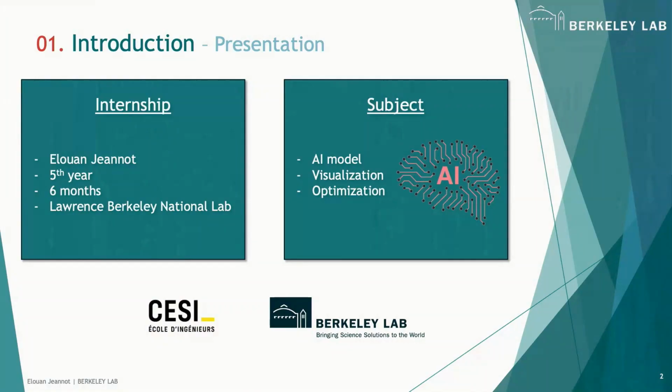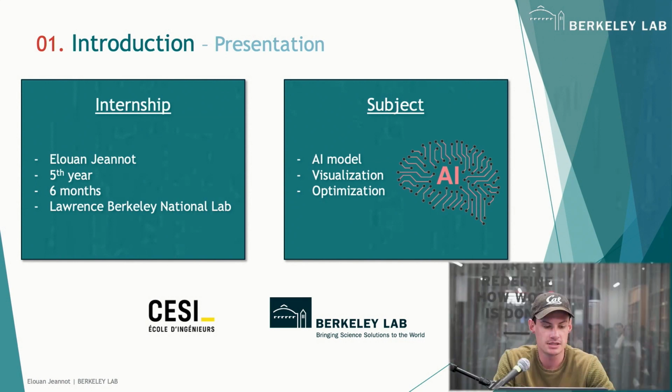I'm in a computer science engineering school in France, and I'm doing an internship in the research lab of Berkeley. So this is my end of study internship. The engineering school is the equivalent of a master's degree, so I will have my degree at the end of this internship. I did it in the Lawrence Berkeley National Lab, which is right next to the University of Berkeley.